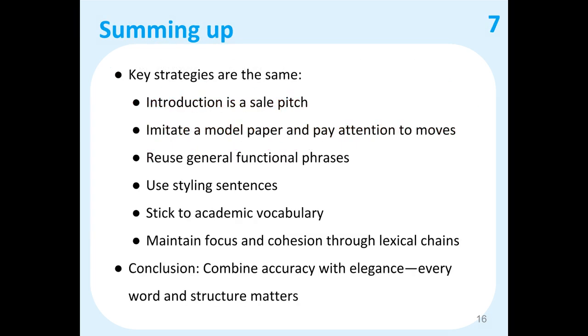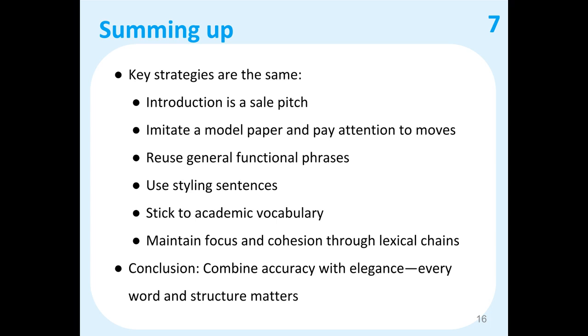So, as we come to the end of this course, let's take a step back and look at the big picture. What we've been doing is learning how to write introductions that actually work, introductions that don't just explain background but really sell your research. Because in academic writing, the introduction is your sales pitch. If you lose your reader there, you've lost them for the whole paper. Now, how do we get there?